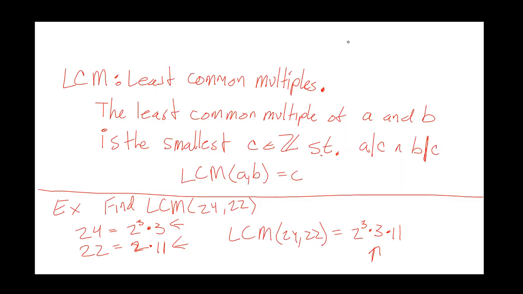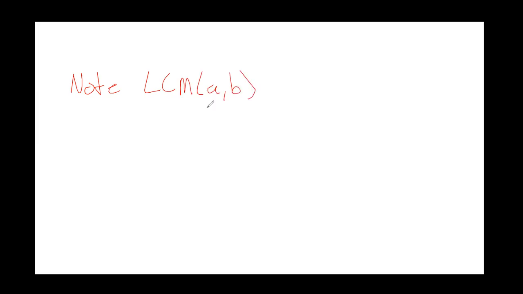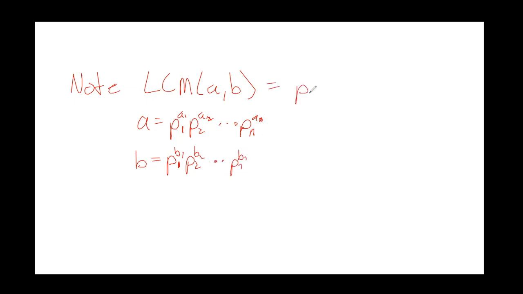So we can write this out. In general, with the LCM of A and B, where A is equal to, again, our prime factorization, we'll use the same notation, it is equal to P1 to the max of the exponents. Again, this will assure that both A and B will divide the resulting product.